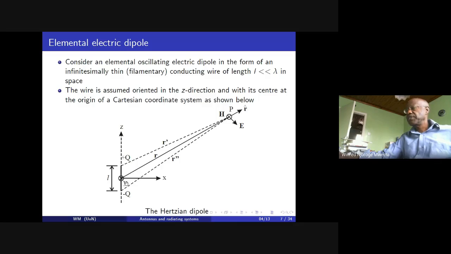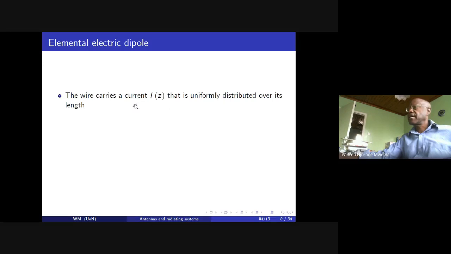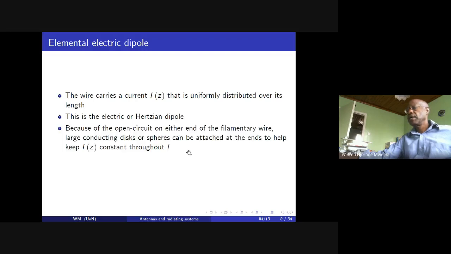In many cases, we shall need L to be much smaller than lambda, because then we can assume that the current distribution, or the current density, over this wire is going to be uniform, that is, the same throughout the length of the wire. That's the reason why we want to make this assumption. So the wire carries a current I of z that is uniformly distributed over its length because of the assumption that L is much smaller than lambda. And this is then what we call an electric or a Hertzian dipole.